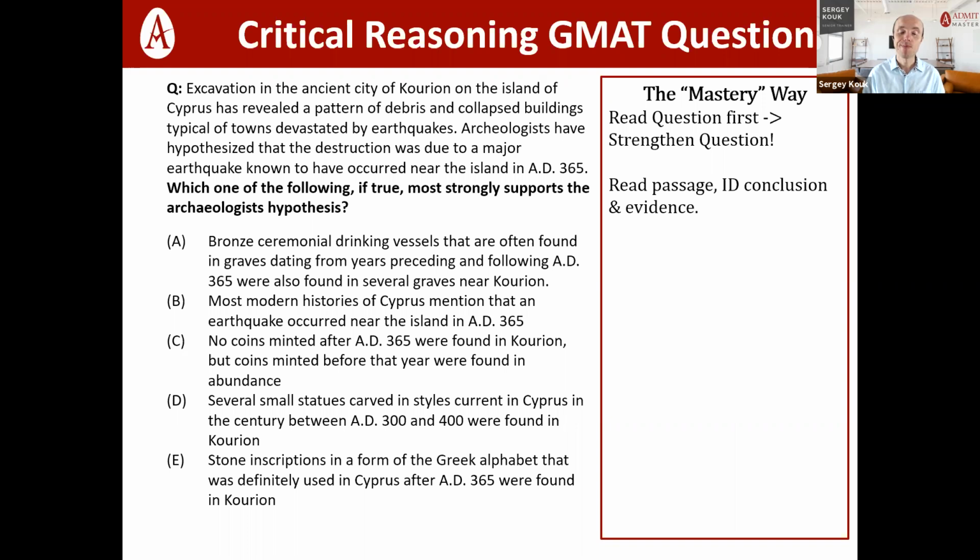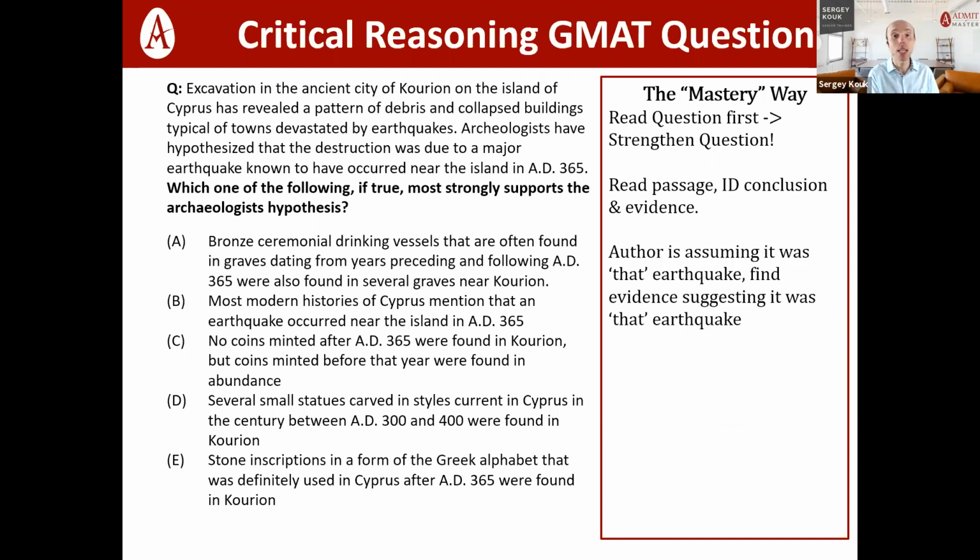Well, do we know for sure whether that earthquake destroyed the town? What if there was some other earthquake that destroyed the town? That was really the assumption. So the author is assuming it was that earthquake, not some other. By the way, how did we find this assumption? Finding assumptions is a skill. It's a very important skill, especially in critical reasoning, strengthen and weaken questions, which are actually the most common questions. It's going to be critically important to know how to find assumptions.